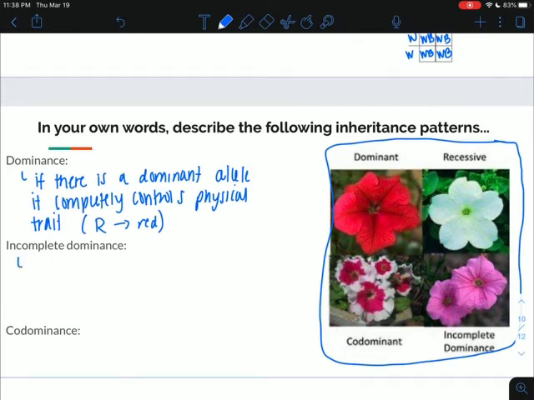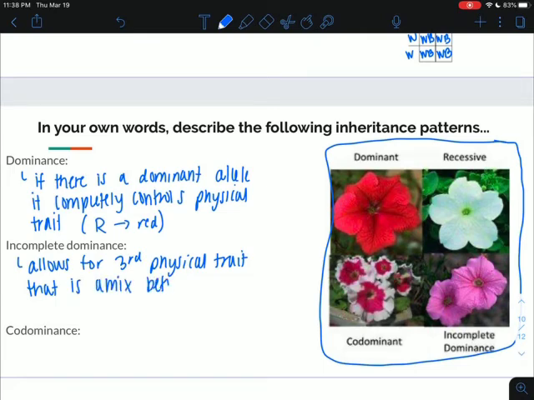Okay. For incomplete dominance, this is the one where I said it allows for a third physical trait that is a mix between the dominant and the recessive. So maybe you have a capital R, lowercase r, right? That no longer is red. That becomes a cross between red and white and becomes this pink color. So you can see in our little flower picture, we have a red dominant, we have a white, and it makes this beautiful pink flower over here.